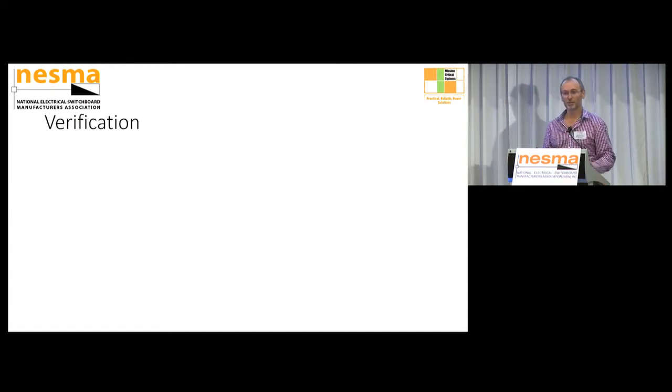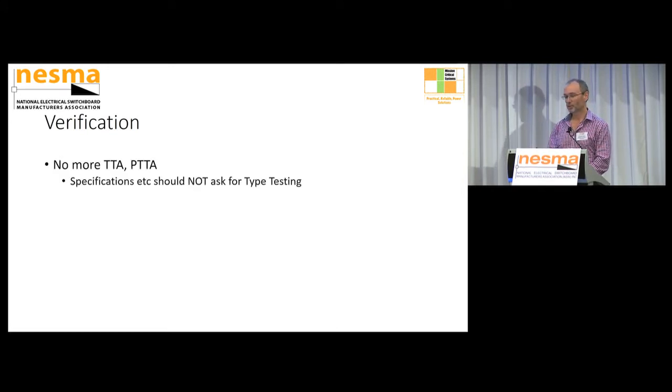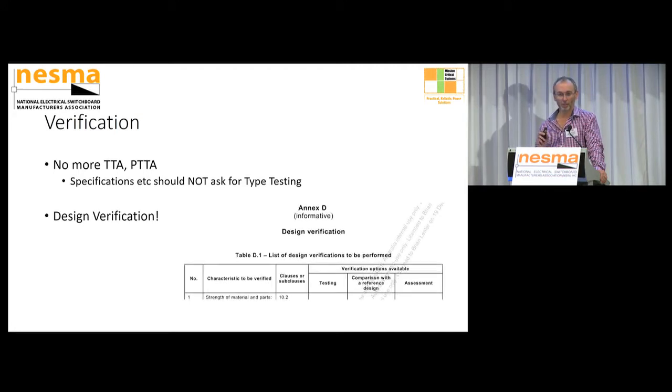So verification is the thing that's in the standard now. So we don't have type testing, we don't have partial type testing, and you shouldn't be asking for type testing. Now, if you actually look at the wording in the standard, you'll have trouble distinguishing verification from type testing in many ways, and that's because they are in fact the same physical activity, but the terminology to use is verification, and you'll see why as I go through how this works. So talk about design verification in your specifications and your orders, when you're talking to your manufacturers, because that's the language you need to be using.